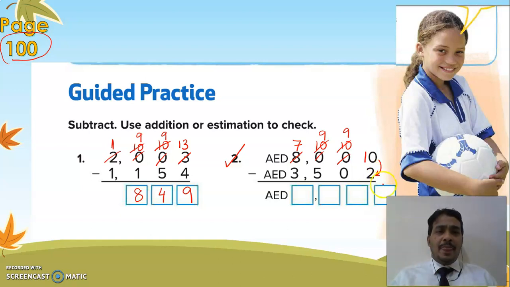10 minus 2, which is 8. 9 minus 0. 9. 9 minus 5. 4. And 7 minus 3. Sorry, I said 4, but I did not write 4. 9 minus 5 is 4. 7 minus 3 is also 4. Okay, understood? So that's how we do minus.